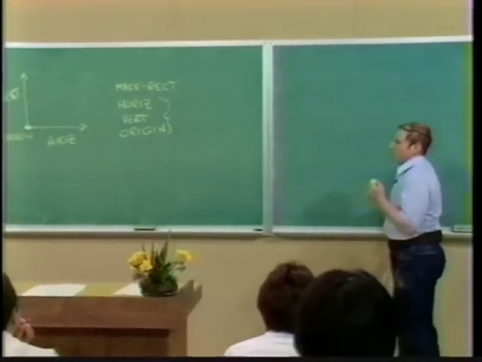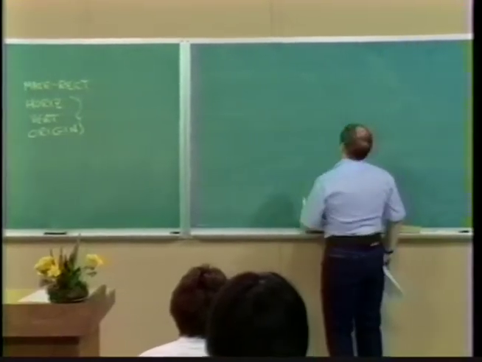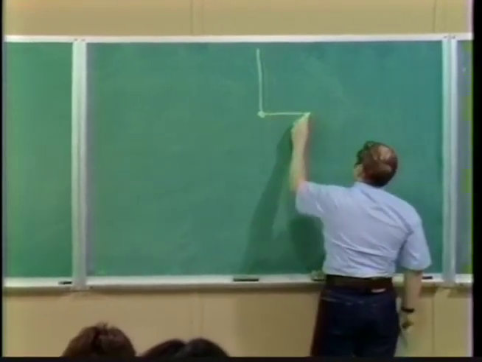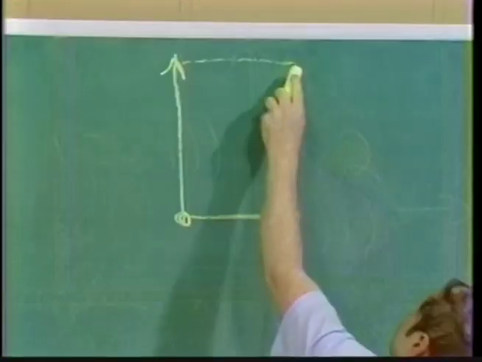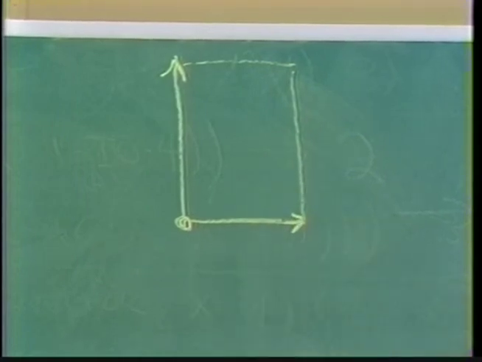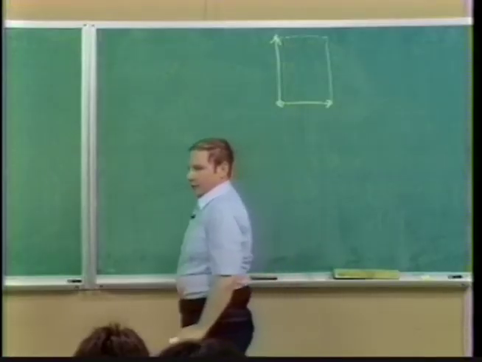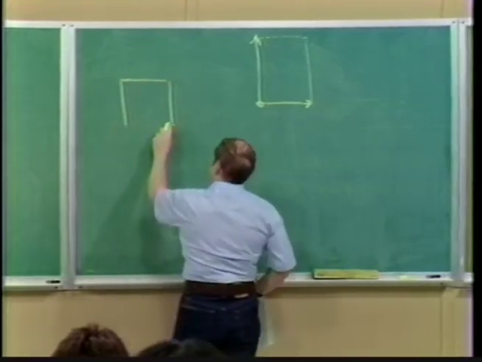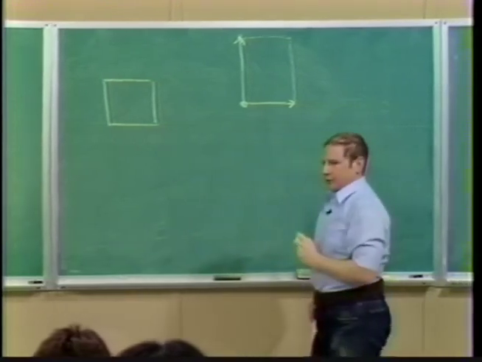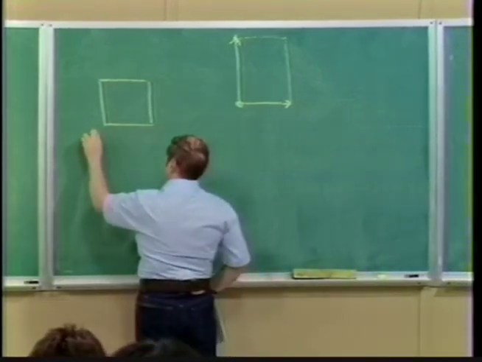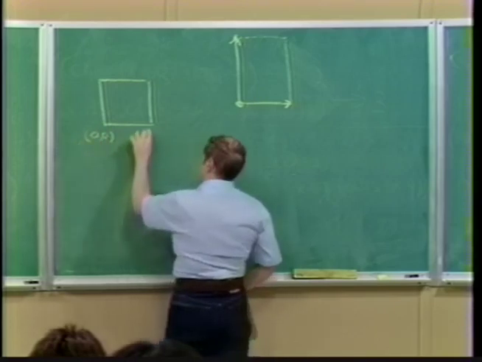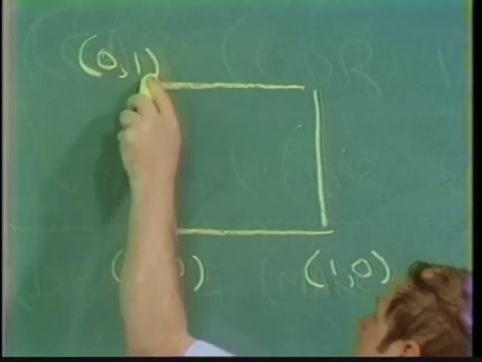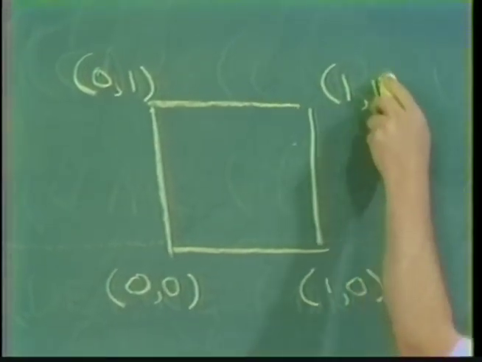How do we think about that? Well, one way to think about that is that anytime I give you a rectangle, that defines, in some sense, a transformation from the standard square into that rectangle. Let me see what I mean. By the standard square, I'll mean a square whose coordinates are 0, 0, and 1, 0, and 0, 1, and 1, 1.